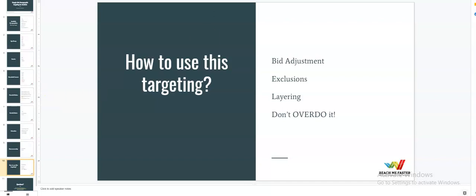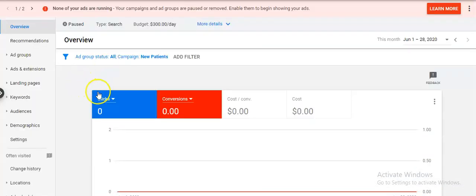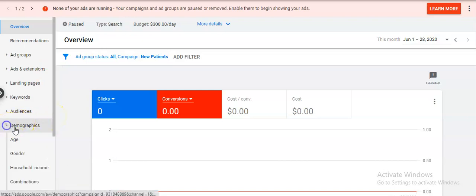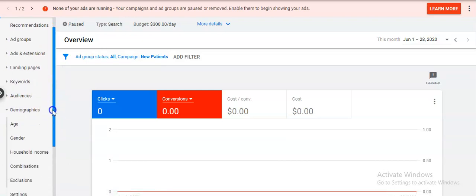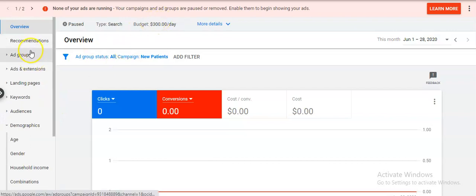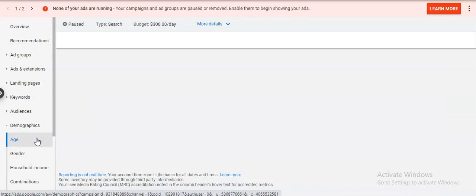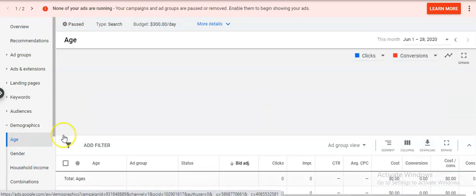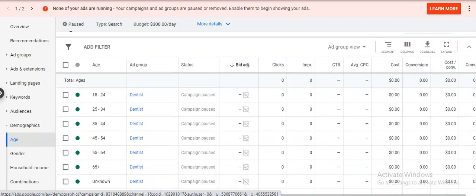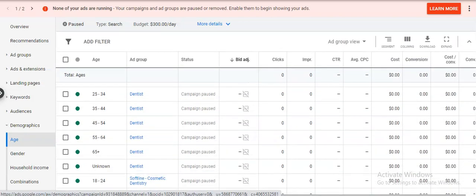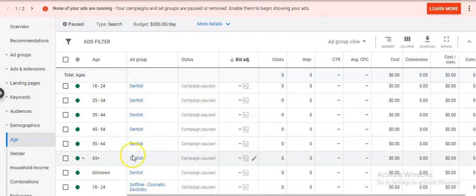So now let's take a look quickly at how you can actually apply this demographic targeting. As I said, this targeting has been available for a while, but now of course you can see it as a separate tab inside your Google Ads account. I'm at the campaign level. I've selected a specific campaign, new patients, and you can see demographic, the age. Here you can target by age group. So let's take a look at what this campaign was using. Again, this campaign was not using any specific targeting. It had applied all the age groups on all ad groups.